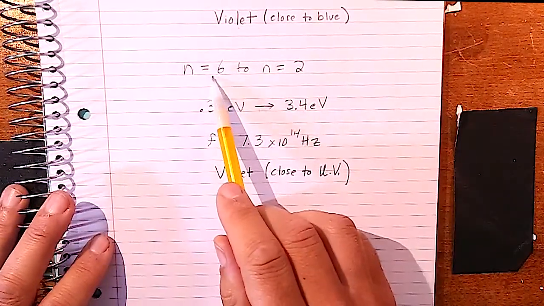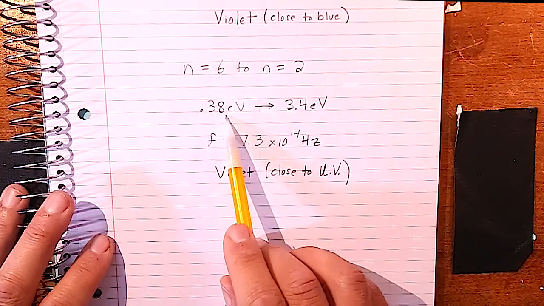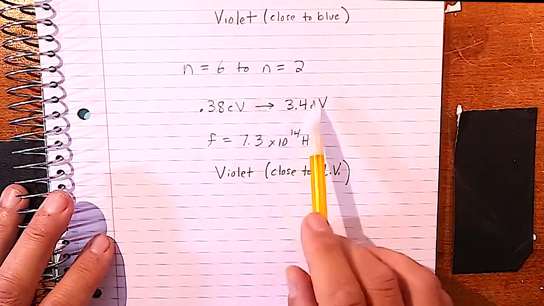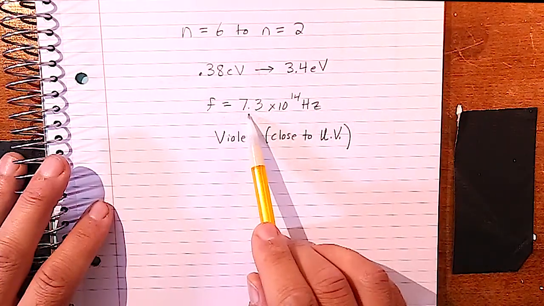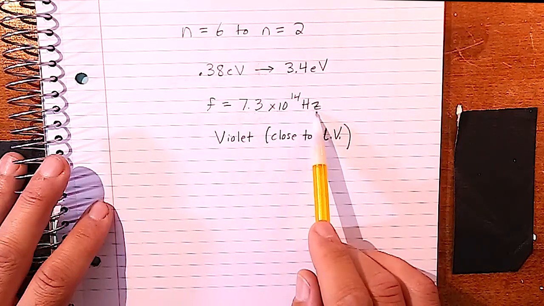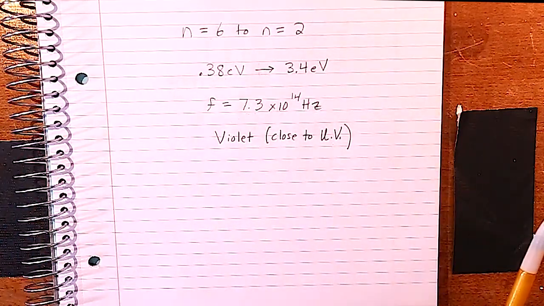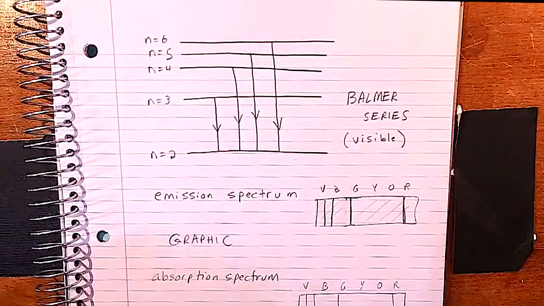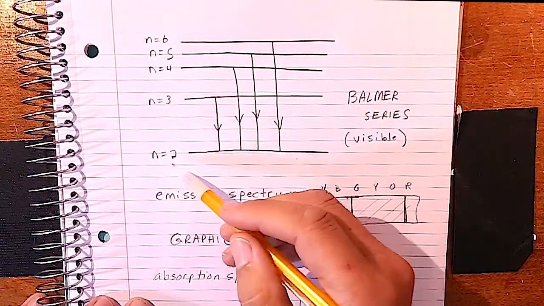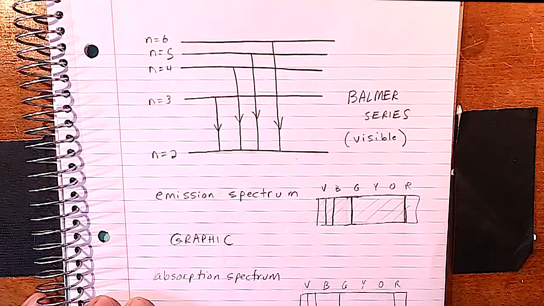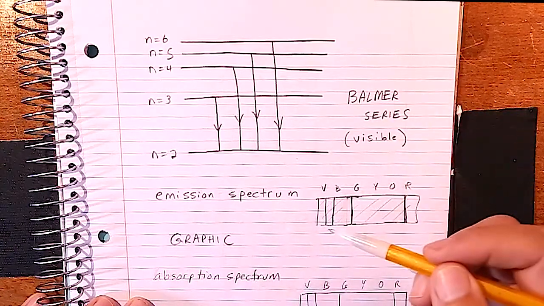And then if we look at n equals 6 to n equals 2, that jump is going to be 0.38 EVs to 3.4. We subtract them, do our conversion, and our E equals hf, and we get a frequency of 7.3 times 10 to the 14th, which is also violet, but it's violet closer to the ultraviolet side of the spectrum. So let's look at the jumps that we just did. We did all of the jumps down to n equals 2. I intentionally did not do the jumps down to n equals 1, the ground state, for a reason, and you'll see why in a minute.